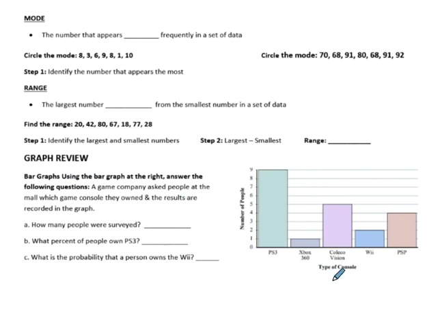We're going to use this bar graph at the right to answer the following questions about the scenario. A game company asked people at the mall which game console they owned, and the results are recorded here. So how many people were surveyed? Just as a reminder, when you're looking at a bar graph, you got to look all the way to the top. I usually write the number of people that bar represents. So 9 people bought a PS3. 1 bought the Xbox, and then you can obviously continue on.